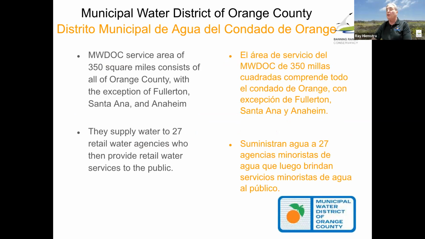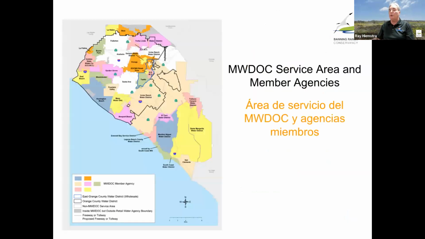They don't serve the cities of Fullerton, Santa Ana, and Anaheim because they are original members of the MWD, and they get their imported water directly from MWD without having to go through a middle agency. So again, why is this important? So you have elected officials that are on that MWD board. There are also elected officials that are on your ballot that run the Municipal Water District of Orange County. And then there's elected officials that run your local retail district.